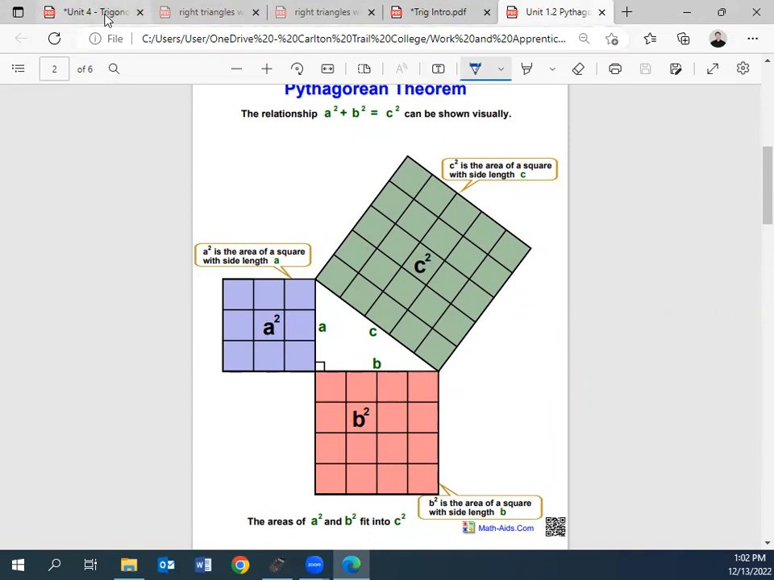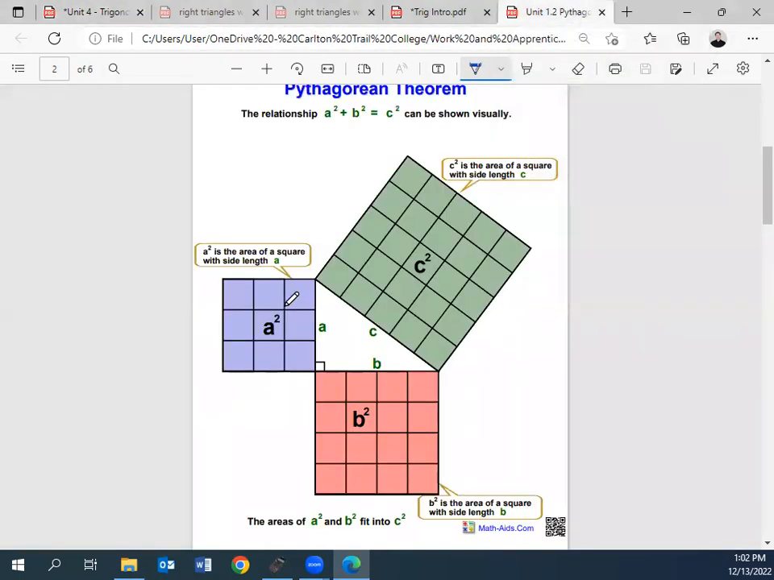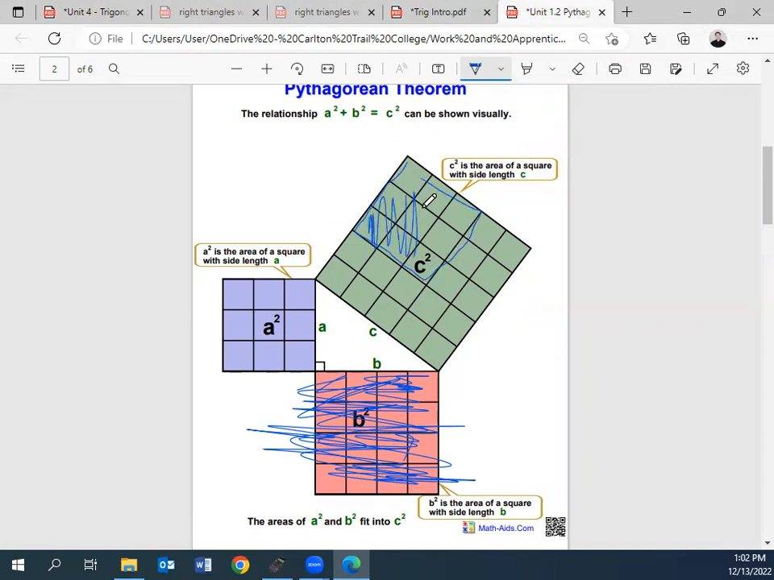So now what we need to do is take our A squared. If I didn't have B squared here, if I didn't know what B was, I could figure it out by taking these 9 blocks away from C squared. How many blocks do I have left?